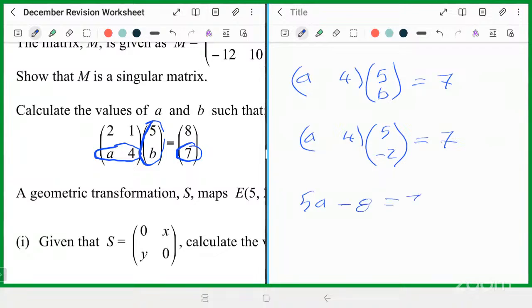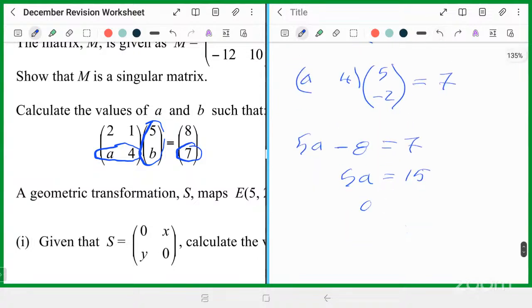That is equal to 7. Transpose this 8 and add it, we get 5a equals 15. Divide by this 5, the a is equal to 3. That is it. Nice and easy. Equality of matrices. All right? Equality of matrices. I'm recording the session.